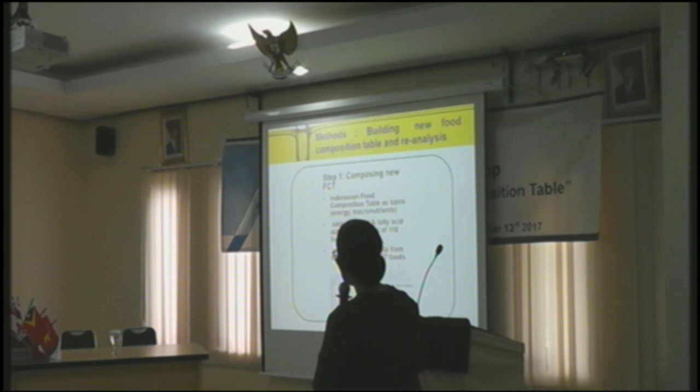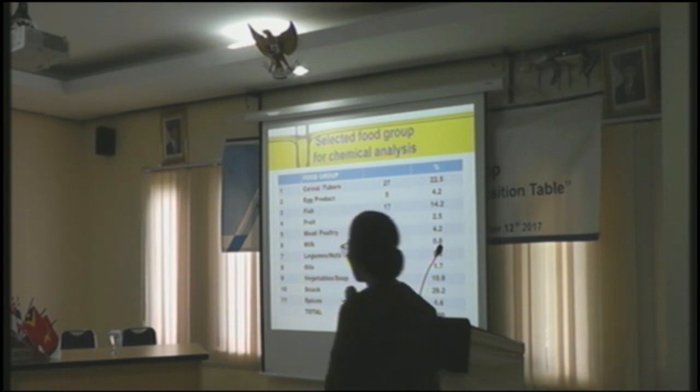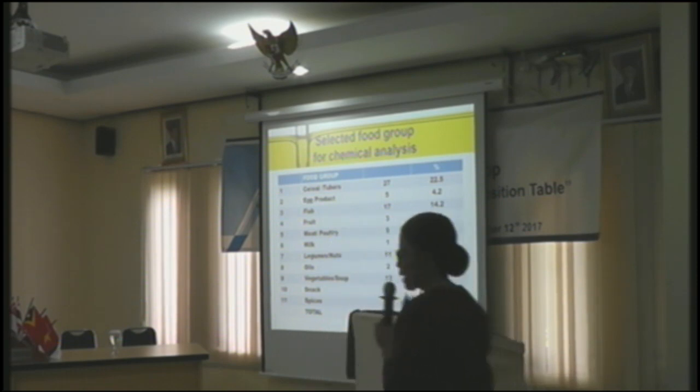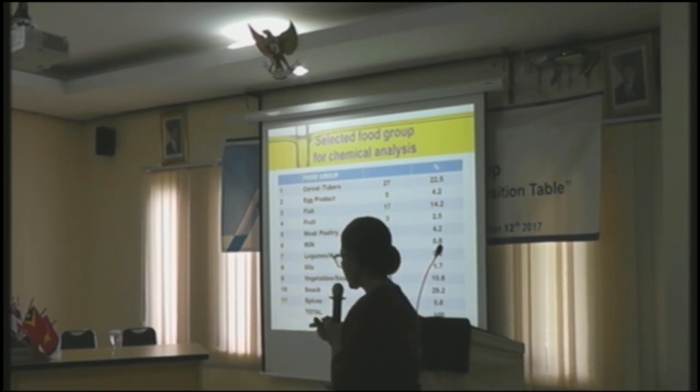So this is the new food composition table, with the Indonesian table as basis for energy and macronutrients, with added fatty acid data from analysis of the 120 foods, and added fatty acid data from the food matching of 157 foods. These are the food groups for the chemical analysis. Of the 120 foods, cereals and tubers are about 27, egg 5, fish 17, fruit 3, meat 45, milk 1, and legumes 11. So this is the 120 for which they analyzed the fatty acids.